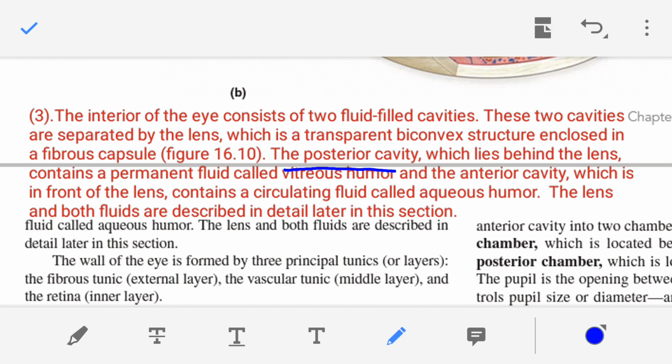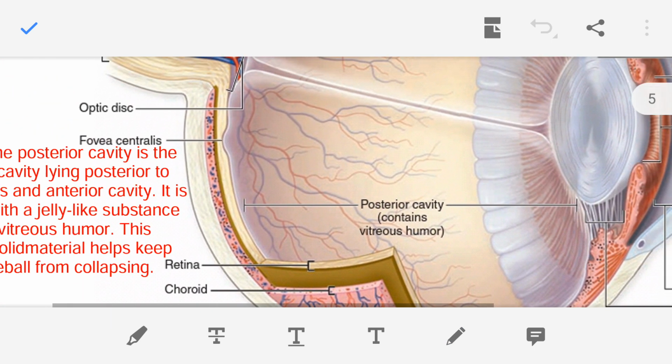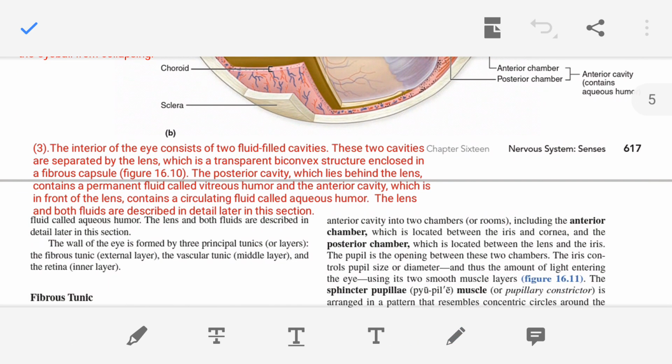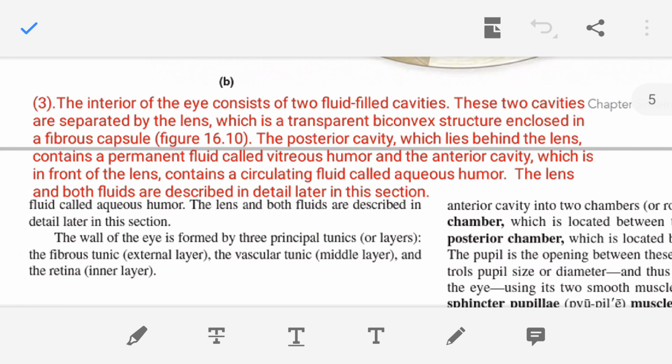Now, the posterior cavity is present behind the lens, and this posterior cavity has a permanent fluid which is known as vitreous humor. So here you can see this one is the posterior cavity, and in the posterior cavity the permanent fluid present is known as vitreous humor.